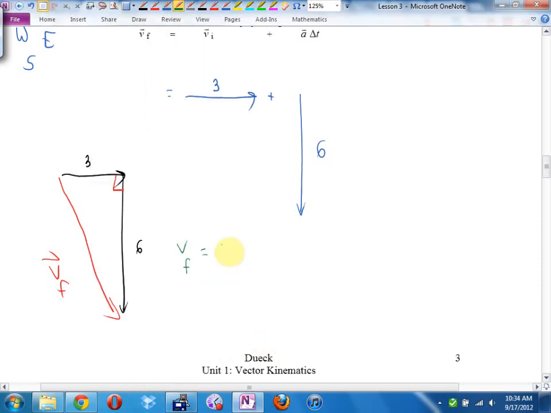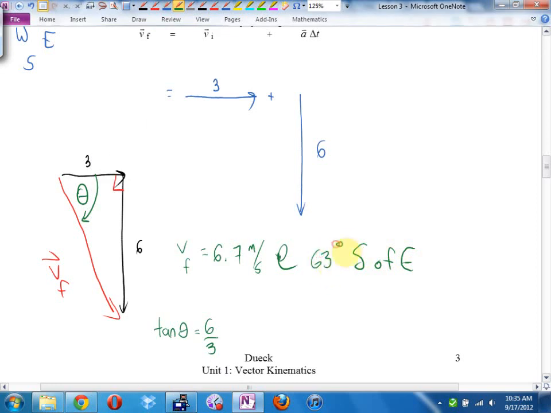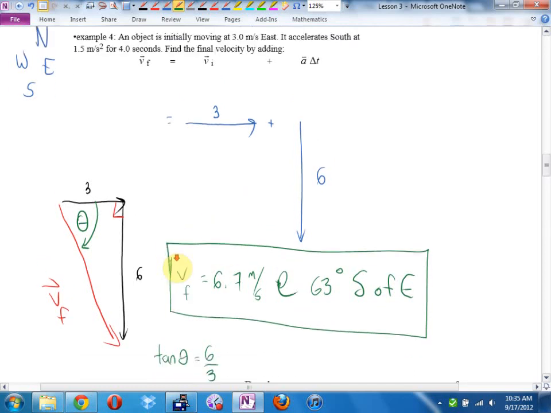Square root of 45, 6.7. I got that, but I went in a hurry. I could be wrong. Where am I? No, I'm good. Okay. A little unusual, Zach. We never really thought about plugging vectors into these equations, but it works.